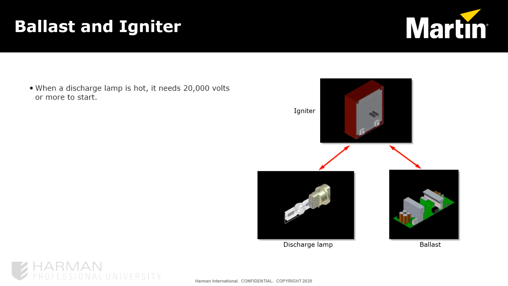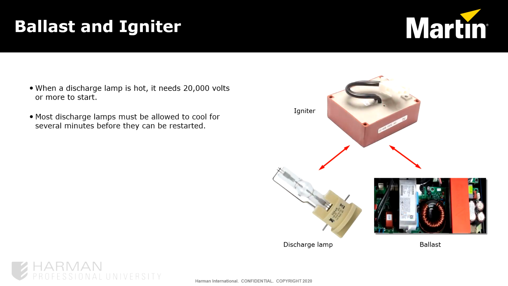Discharge lamps need 20,000 volts or more to start when they are hot, which is the reason why most of them do not have a hot restrike. You cannot just restrike them. Once turned off, they must cool down to an efficient level, so the igniter can then reproduce enough voltage.